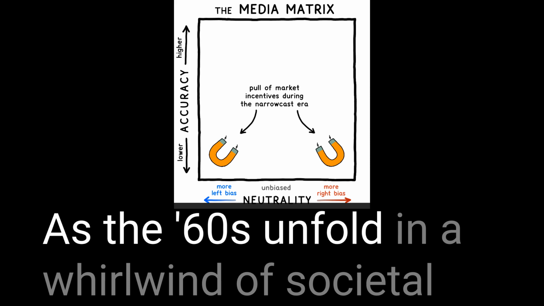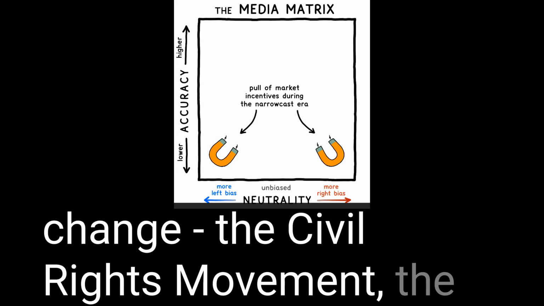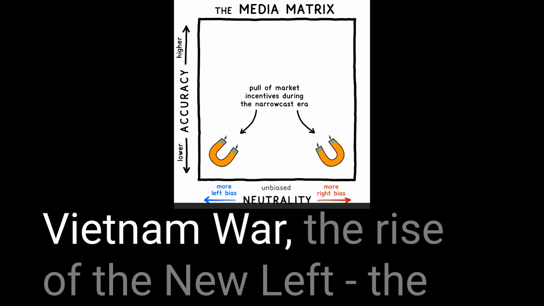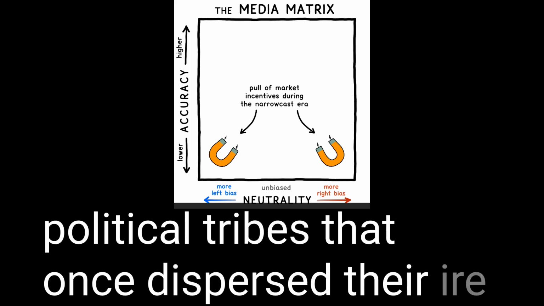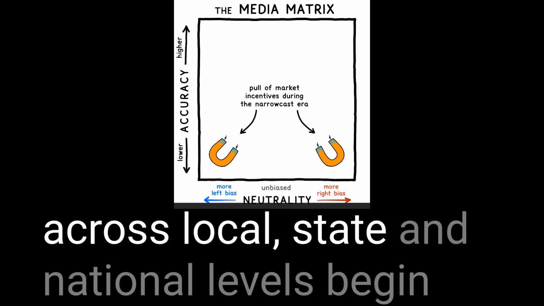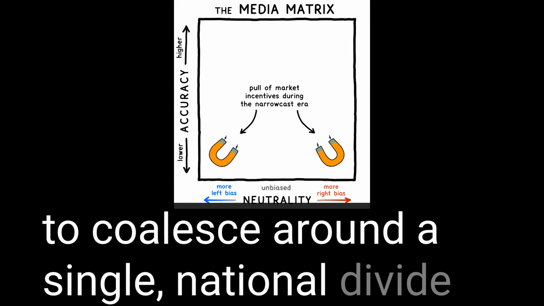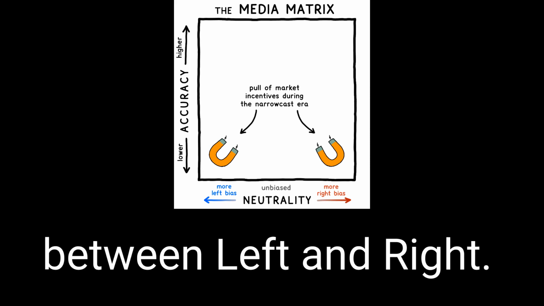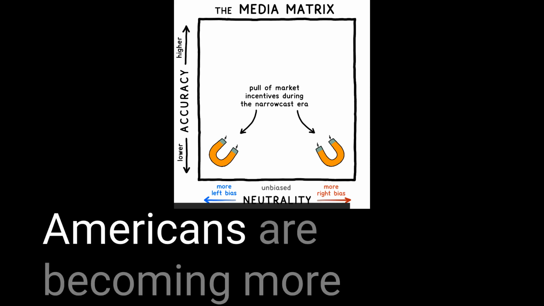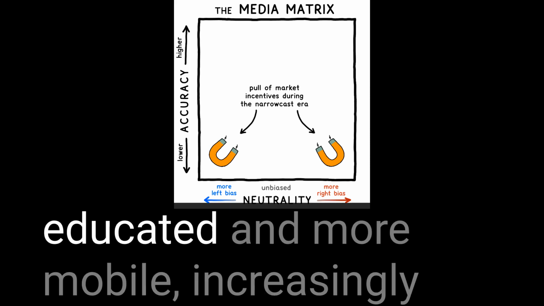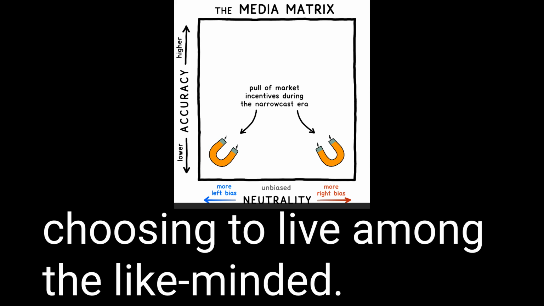As the 60s unfold in a whirlwind of societal change, the civil rights movement, the Vietnam War, the rise of the new left, the political tribes that once dispersed their ire across local, state, and national levels begin to coalesce around a single national divide between left and right. Simultaneously, another shift is underway. Americans are becoming more educated and more mobile, increasingly choosing to live among the like-minded.